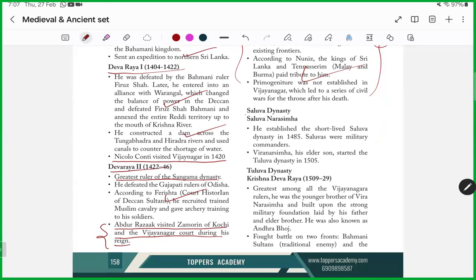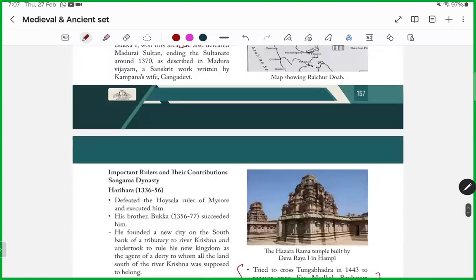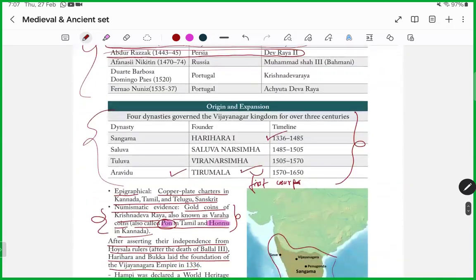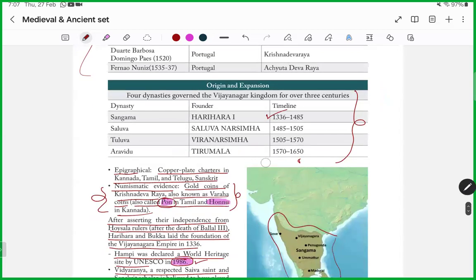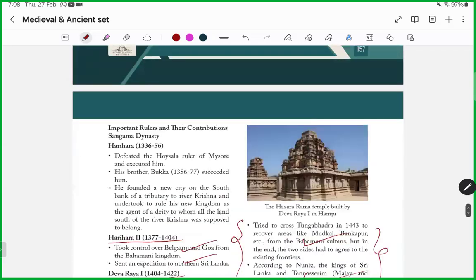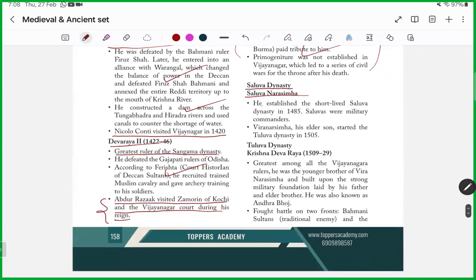Now let's study about the Saluva dynasty. How many dynasties were there during the Vijayanagar period? Sangama dynasty, Tuluva, and the Aravidu. So we are now in the Saluva dynasty. It was founded by Saluva Narasimha. He established the short-lived Saluva dynasty in 1485.